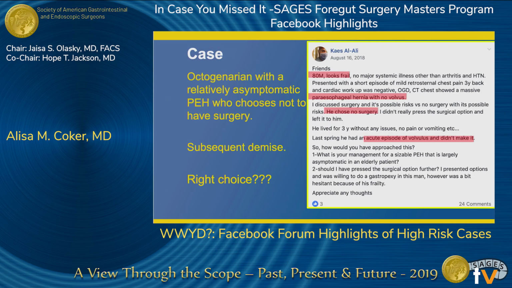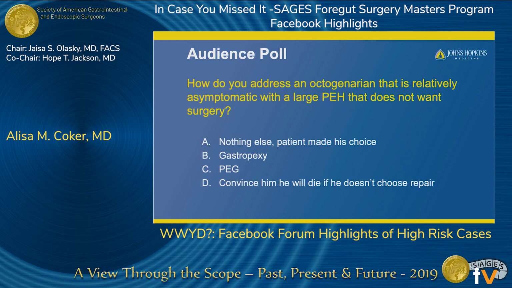Moving on to our second case, Dr. Al-Ali posted a case of a frail octogenarian with a relatively asymptomatic paraesophageal hernia who chose not to undergo surgery after hearing the risks. He dies 3 years later when he has an acute volvulus, leaving our poster wondering if he made the right choice. Our next audience poll, if we could bring up the next question, please.